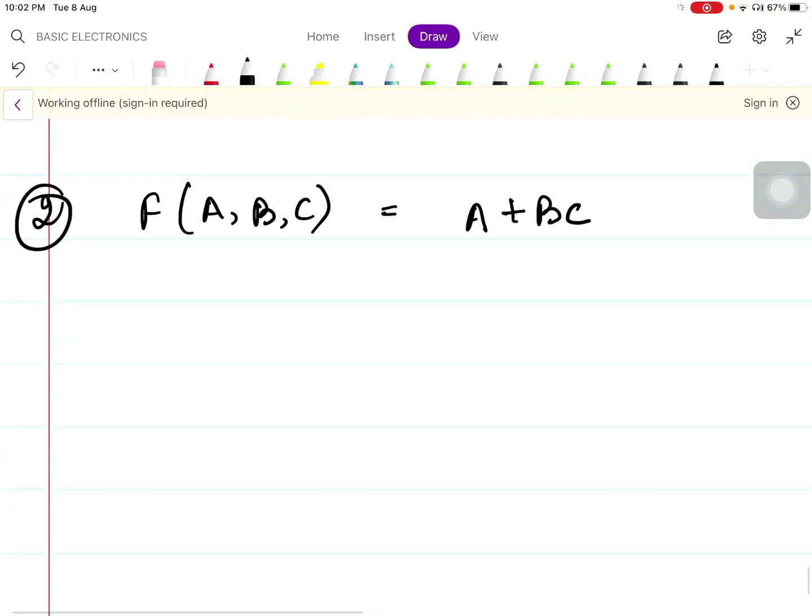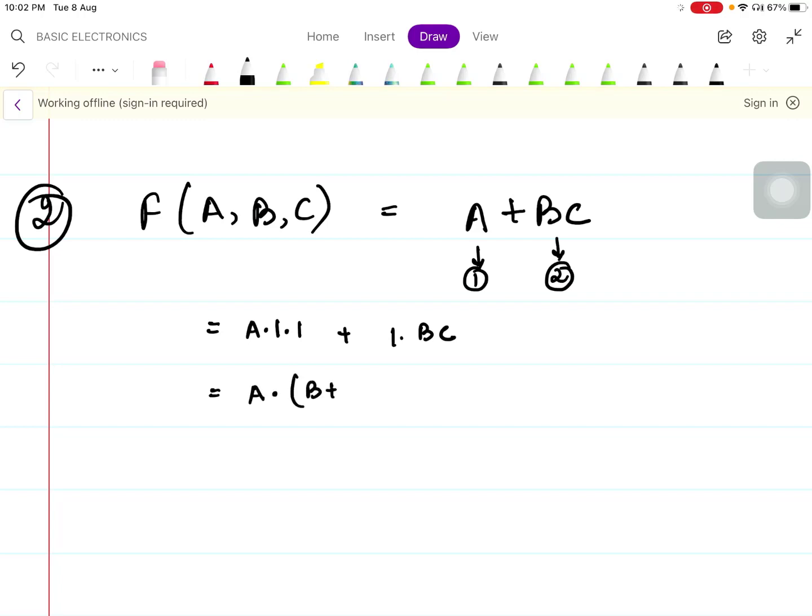In the next question, as you can see, there are total three variables and there are two terms, and in both the terms, the variables are missing. So in the first term, two variables are missing, that is B and C. So we can write A dot 1 dot 1, which is nothing but A. And similarly in the second term, as A was missing, so I wrote only 1 instead of that. So we can replace in the first term 1 by B plus B bar and also another 1 by C plus C bar because we have to furnish each term with all the variables.